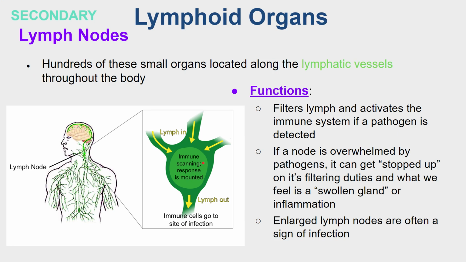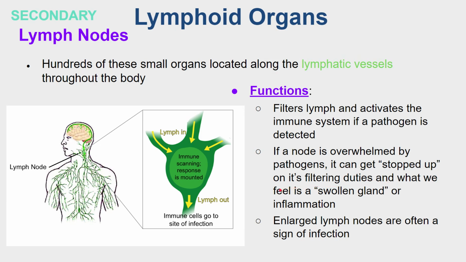If you've ever had swollen glands or enlarged lymph nodes, what's happening there is that a node can get overwhelmed by a pathogen or just the process of creating immune cells, and it can get stopped up on its filtering duties.